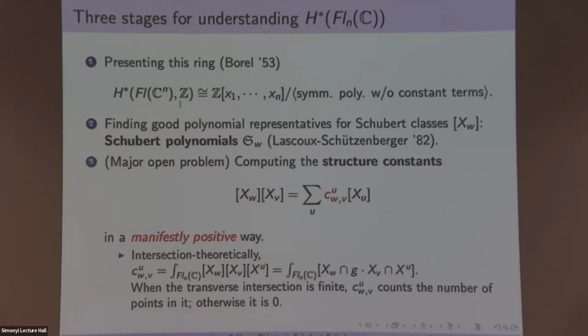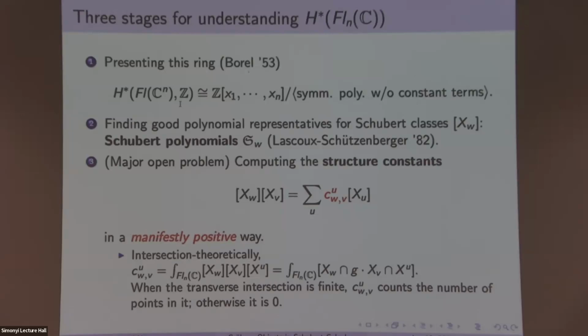And you might ask me what I mean by computing these structure constants in a manifestly positive way. Sometimes people say we would like to find a combinatorial interpretation. The most rigorous definition I know of this notion comes from computational complexity theory. And there are opinions that maybe there are some fundamental obstructions to hoping for such a combinatorial interpretation to exist. But geometrically, this is kind of easy to understand.